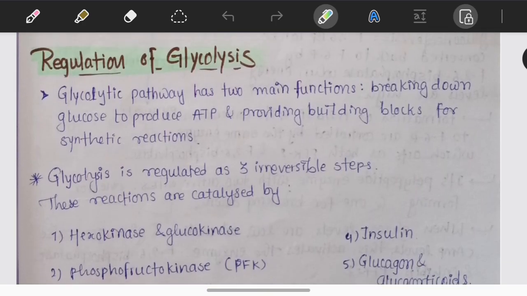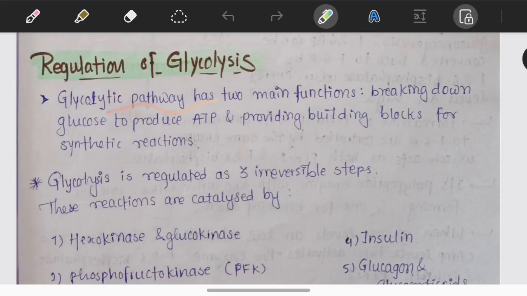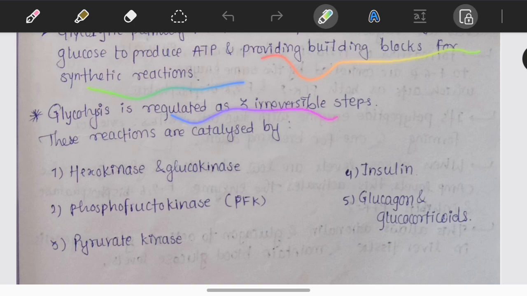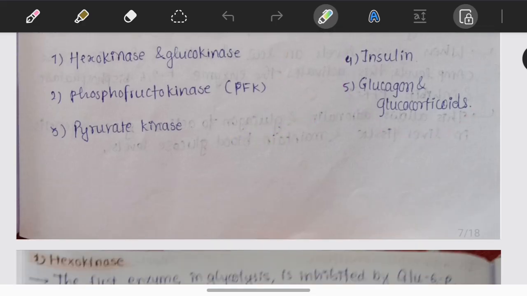The regulation of glycolysis. The glycolytic pathway has two main functions: breaking down glucose to produce ATP and providing building blocks for synthetic reactions. Glycolysis is regulated at three irreversible steps. These reactions are catalyzed by first hexokinase or glucokinase, second phosphofructokinase, and third pyruvate kinase. These are the enzymes of the first, third, and 10th reactions. And insulin, glucagon, and glucocorticoids regulate the enzymes.